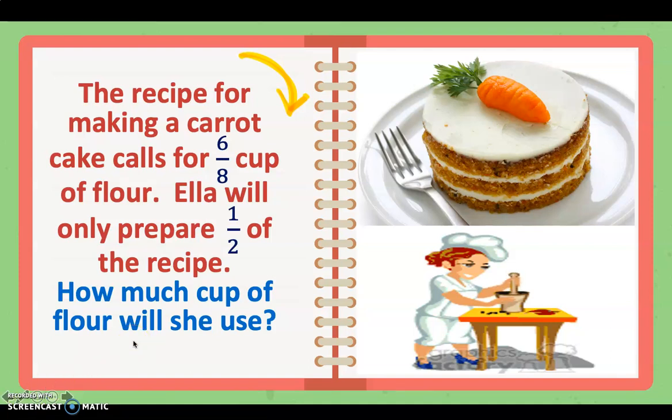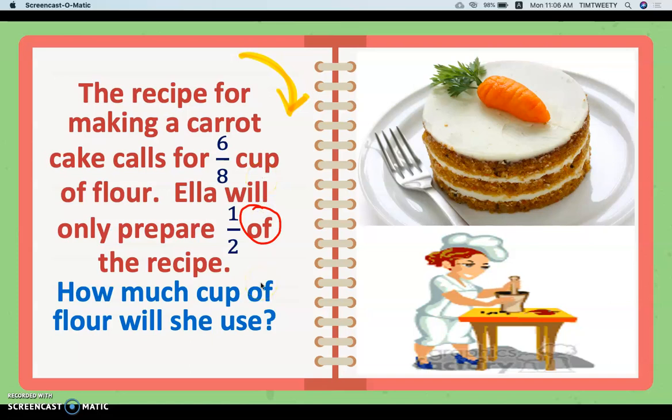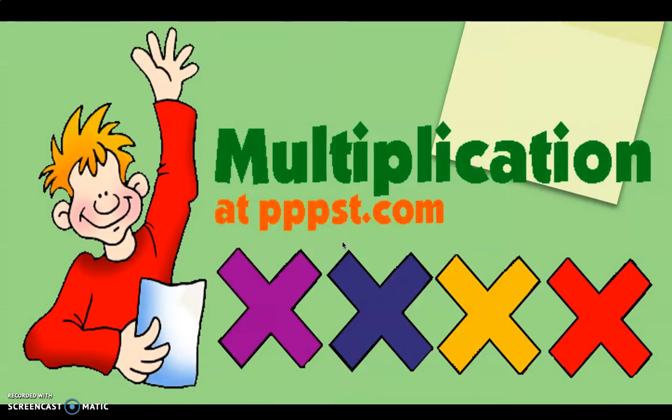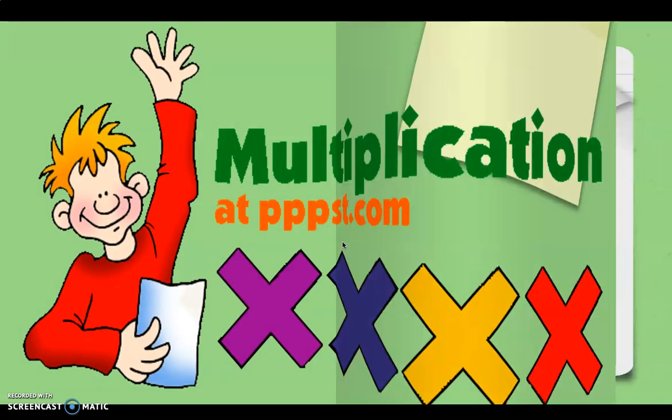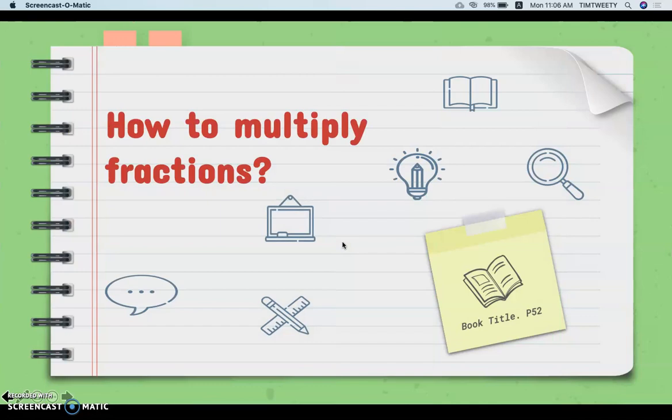So basically, if you're going to multiply a fraction, the key word that we usually use is the word "of". So when you say 1/2 of the recipe, we are going to find the answer through multiplication of fractions. Now how to multiply fractions?